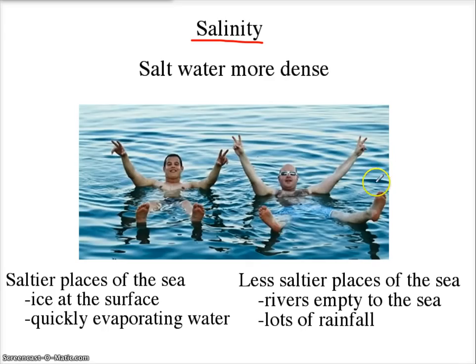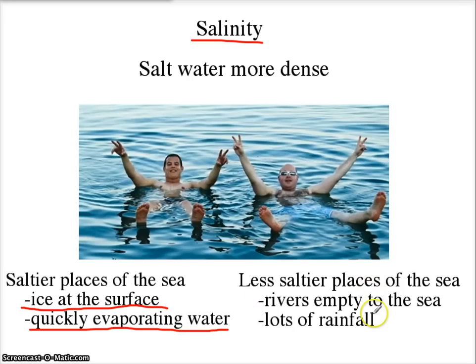Saltier water is found where there is ice or quickly evaporating water, and you can imagine why. If there's ice at the surface, the fresh water is freezing from there, so the remaining water would be saltier. And where it's evaporating, you have fresh water leaving the ocean, which means that it would be saltier there. So really hot places have a chance of having quickly evaporated water that will leave saltier oceans.